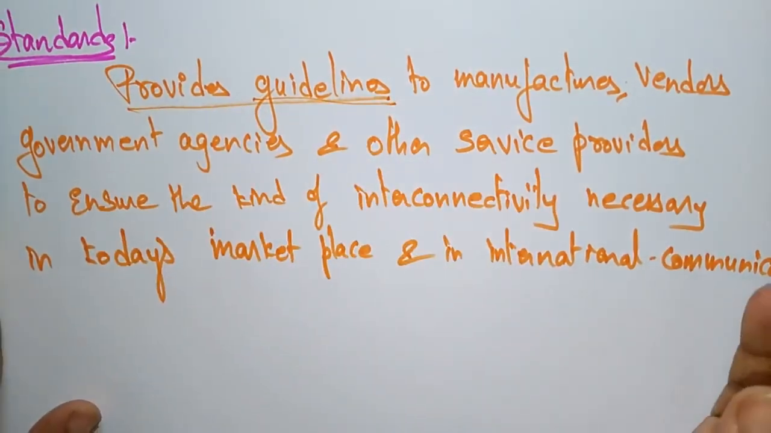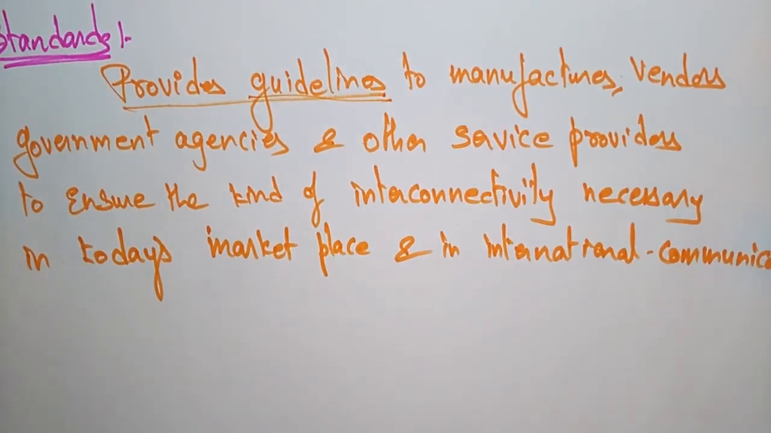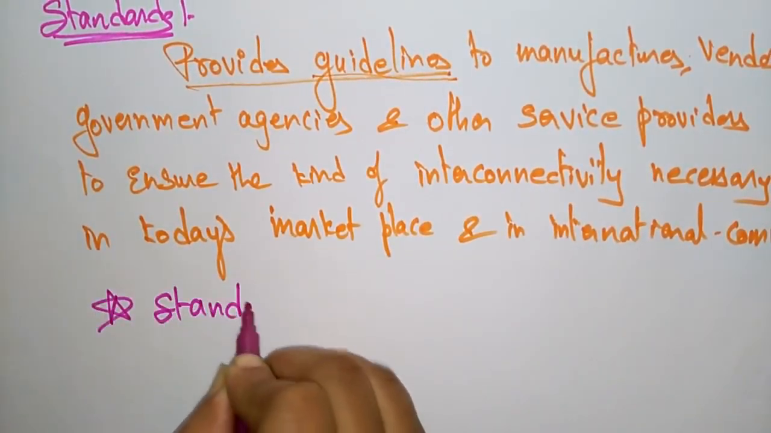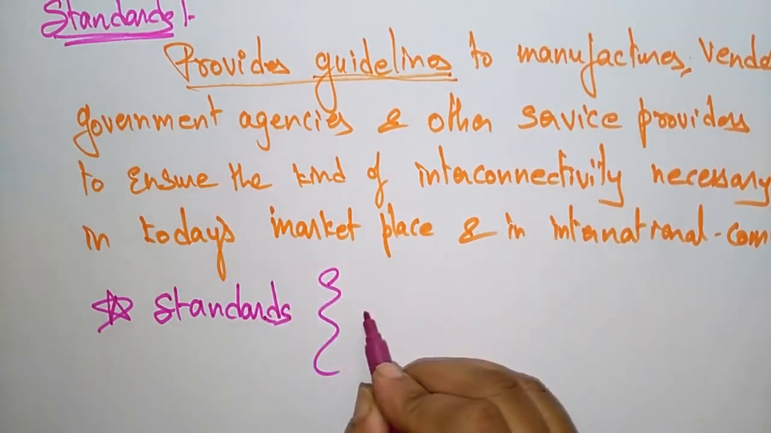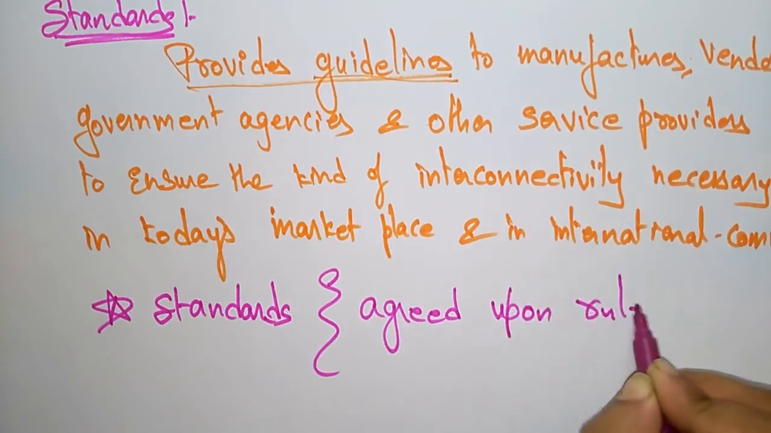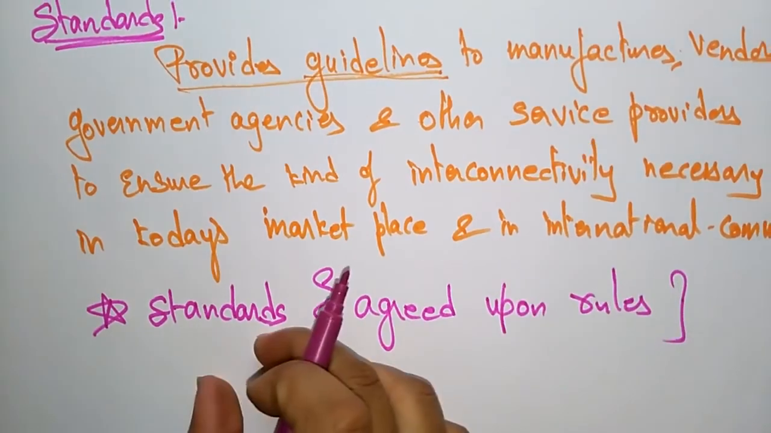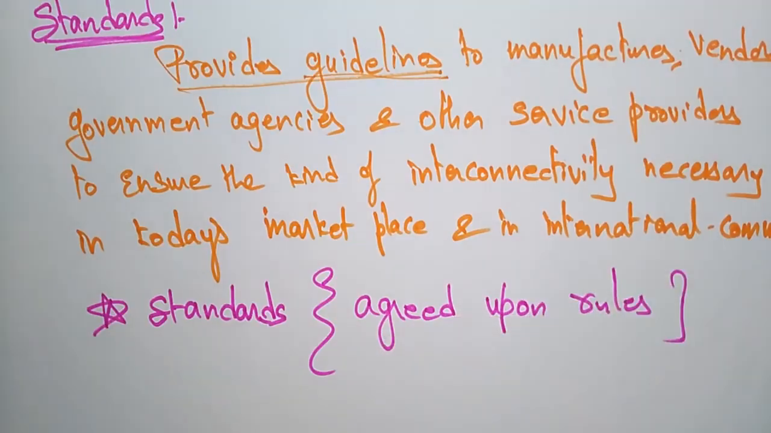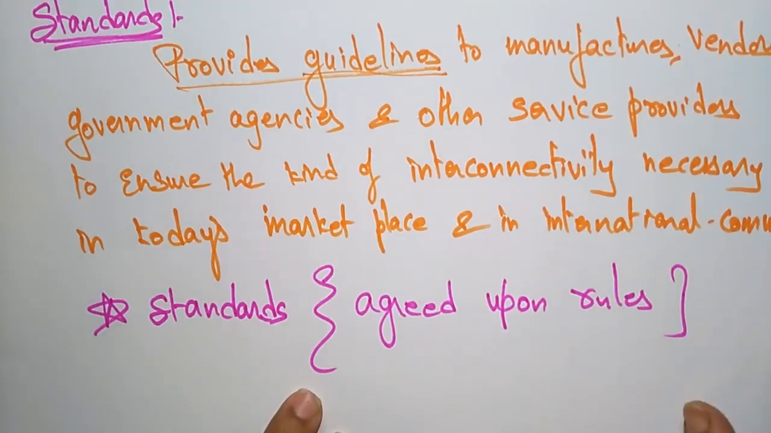If they follow some set of guidelines to develop any product, you call it a standard. So a standard is nothing but agreed upon rules. A set of protocols, rules, are there, and the standard means they agree on those rules. If they agree on those rules, then that organization is following an exact standard. A standard is nothing but agreed upon rules.